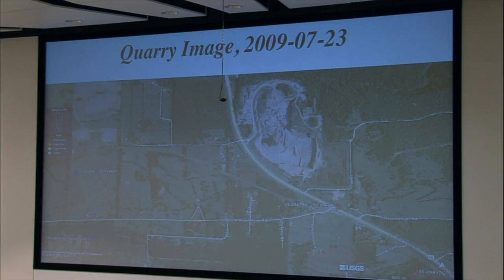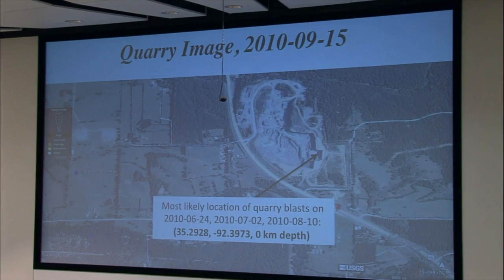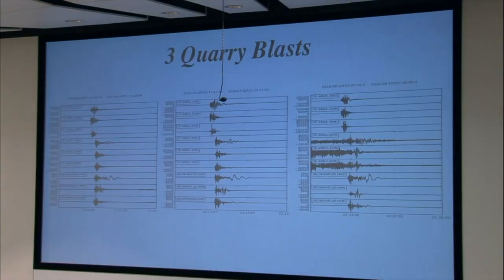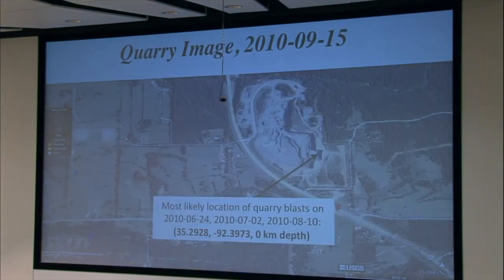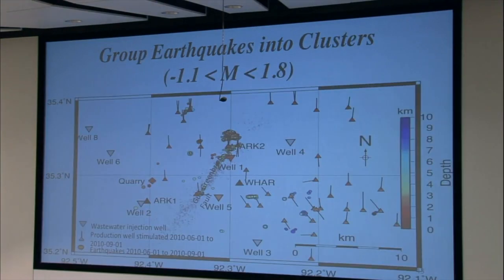This is the quarry, the Greenbrier quarry, and by comparing different times, Clara was able to find the active face of the quarry. So we know exactly where these events are coming from. These are blasts at the quarry. And so that allows us to calibrate the locations quite well.